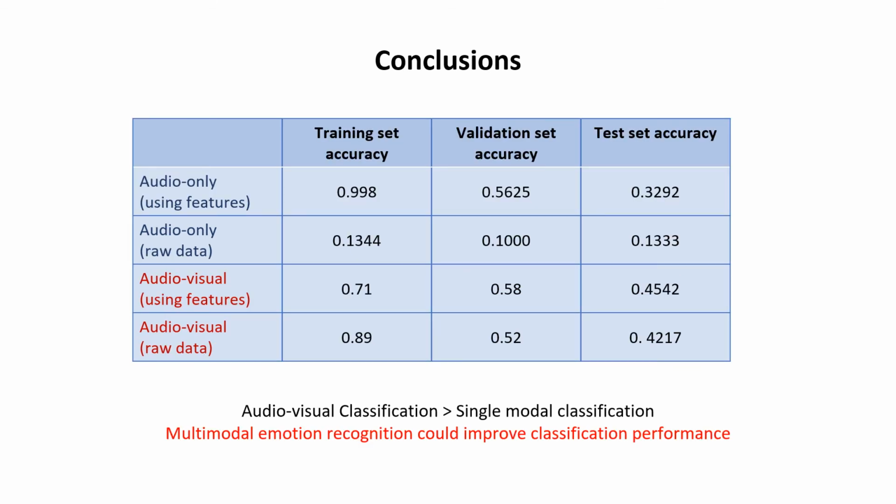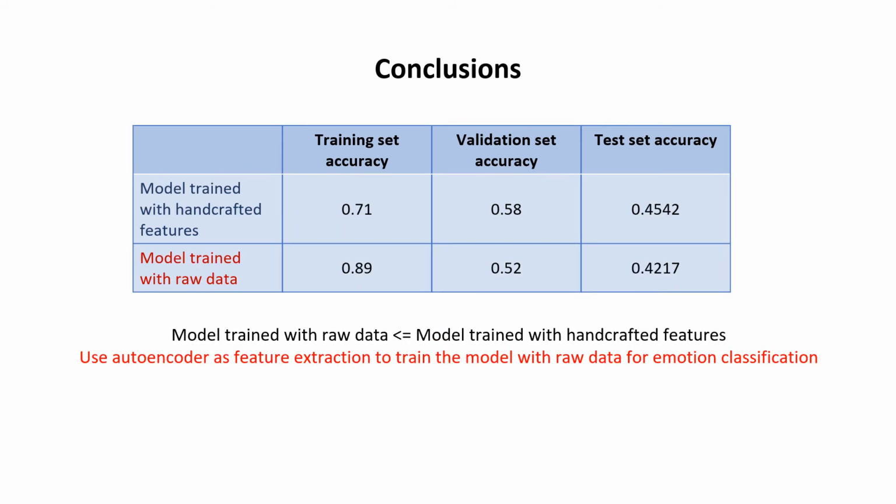Then we can find that the performance of multimodal systems is better than that of audio-only systems, regardless of how we extract audio features. Hence, we may conclude that a multimodal emotion recognition system can improve classification performance. Besides multimodal, end-to-end is another big characteristic of our work, and is an improvement compared with traditional emotion recognition systems. We can find that even though the performance of the model trained with raw audio data is not as good as the model trained with handcrafted features on the validation set and test set, the difference is acceptable. It means our idea of using an autoencoder for feature extraction to train the emotion recognition system is plausible.